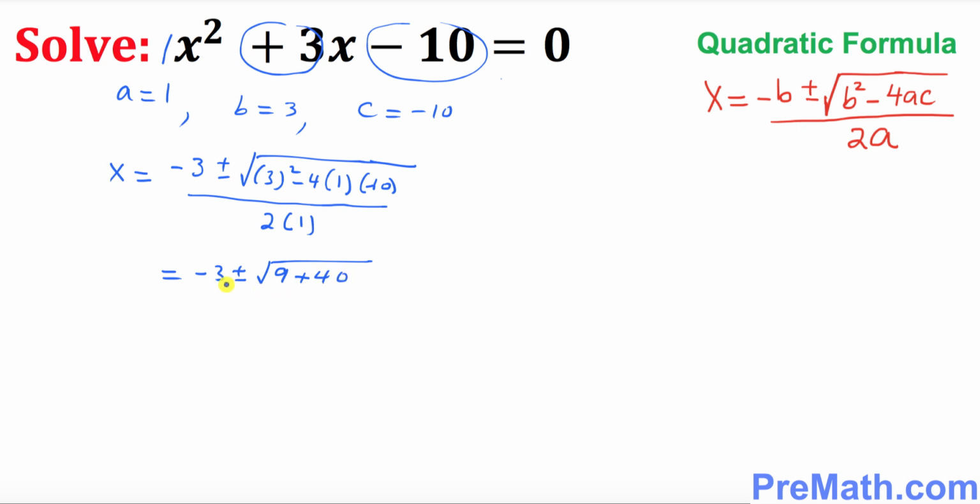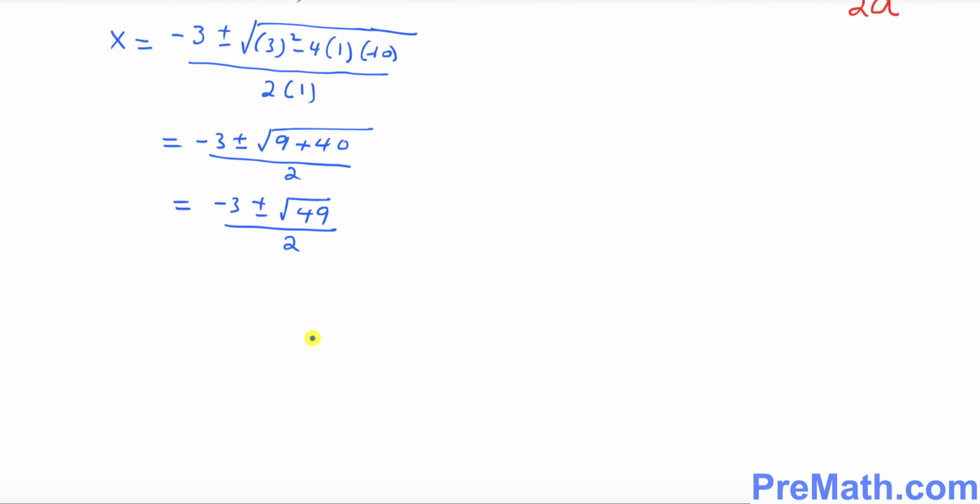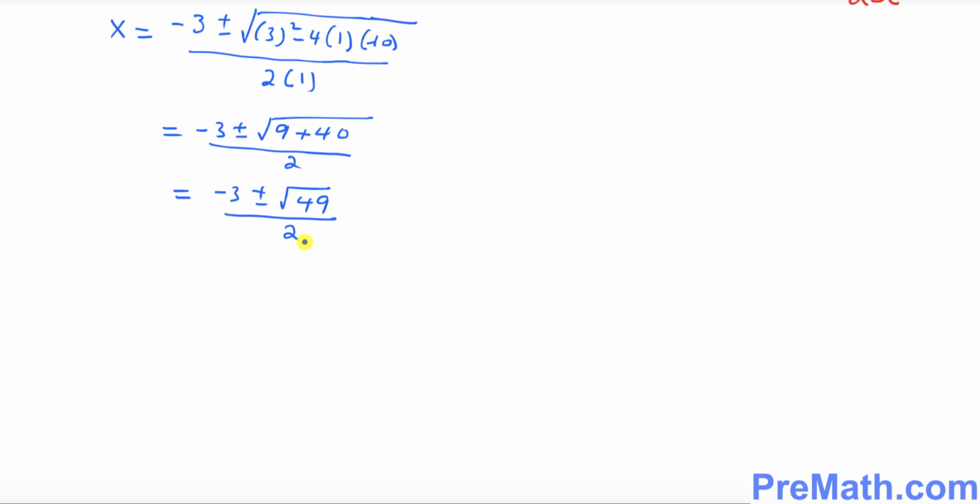40, divided by 2 times 1, which is 2. So that's going to give us negative 3 plus or minus the square root of 49, divided by 2. Now you know that 49 is a perfect square. So this is going to be negative 3 plus or minus the square root of 49, which is 7, divided by 2.